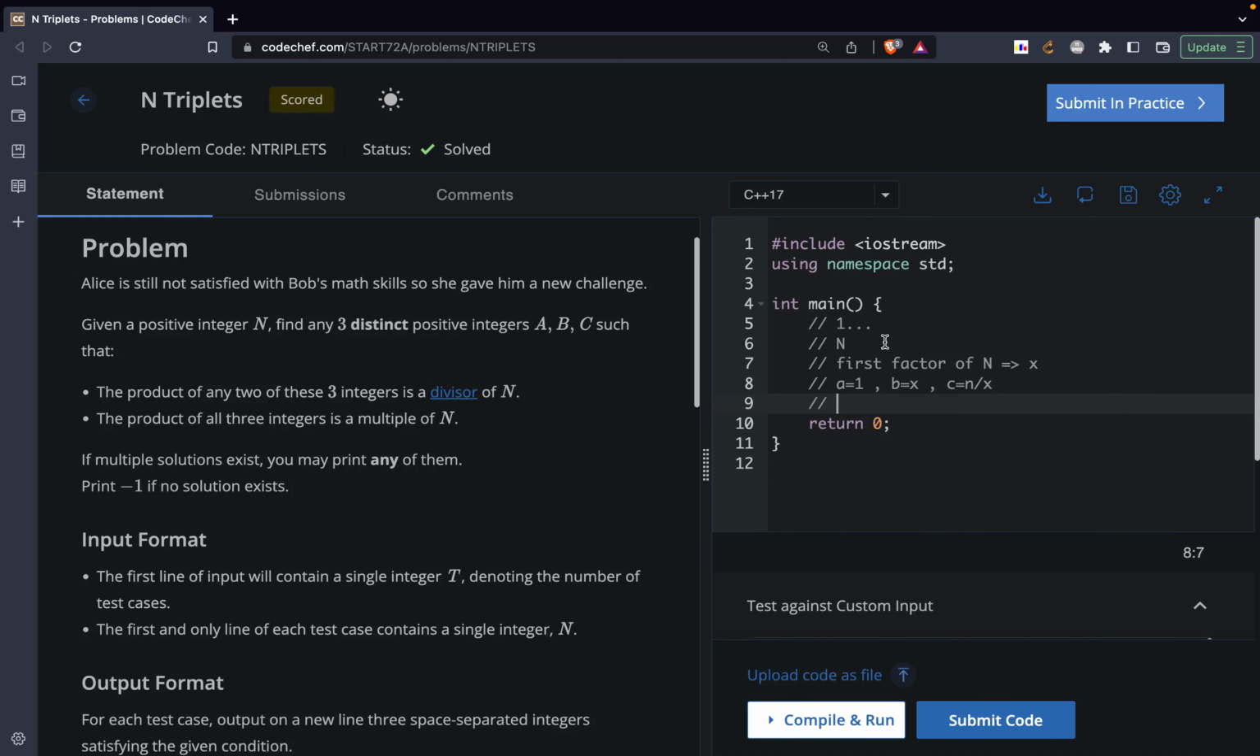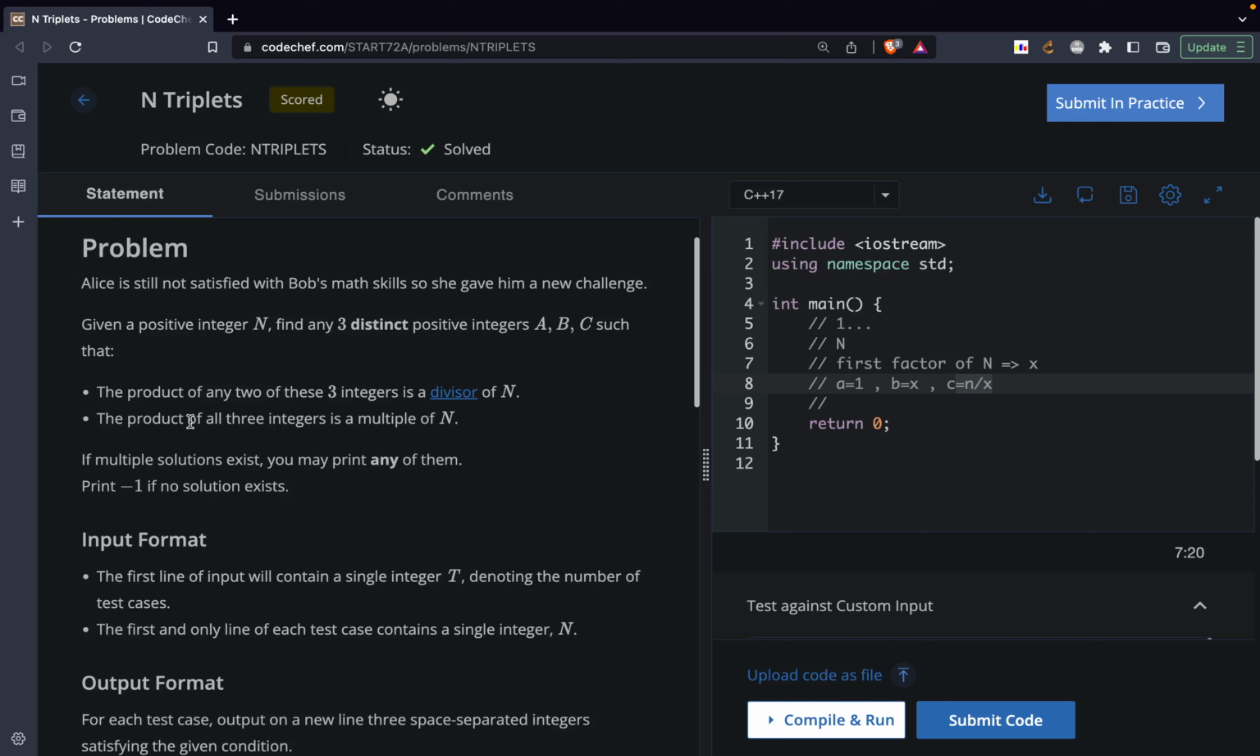Now why would it satisfy the constraints? The first constraint is that the product of any two of these three integers should be a divisor of n. Is a into b a divisor of n? Definitely, because x is a divisor of n, as we said. So a into b is x, which is a divisor of n. Is b into c a divisor of n? b into c would be x into n divided by x, which is n. n is definitely a divisor of n, since every number is a divisor of itself. Is a into c a divisor of n? a into c would be n divided by x, which, as we said earlier, is a divisor of n, so that also holds.